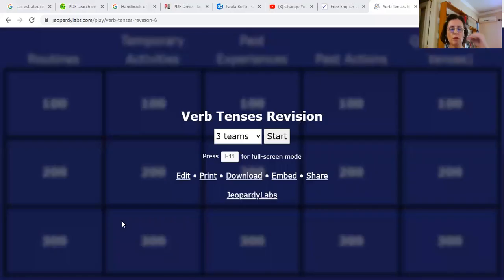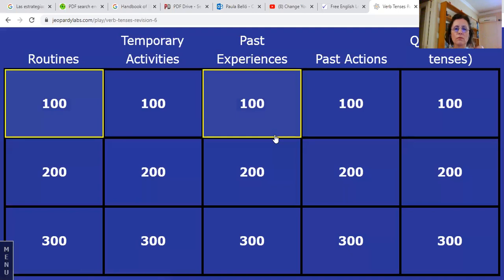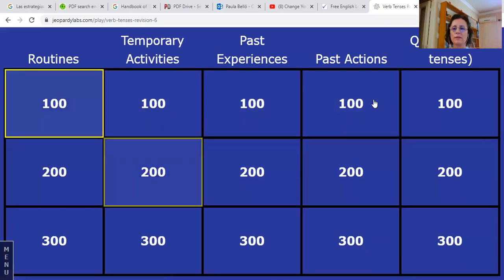Then we will go to another website for revision. And this is the famous game Jeopardy. Do you know the game Jeopardy? I learned it also with the students. Second year students created a Jeopardy for one of the activities, and that was great.